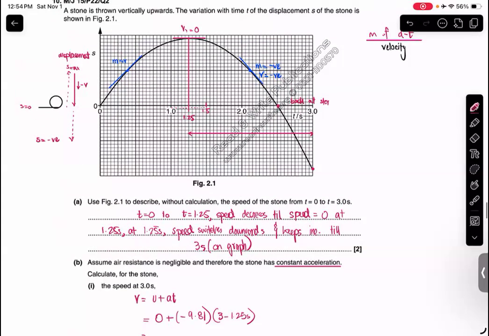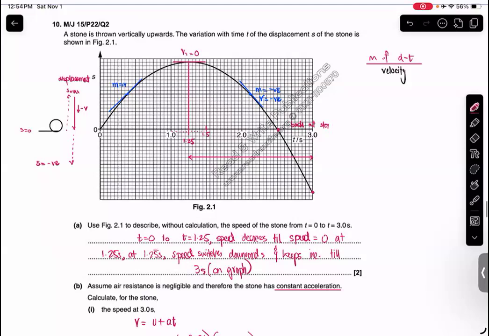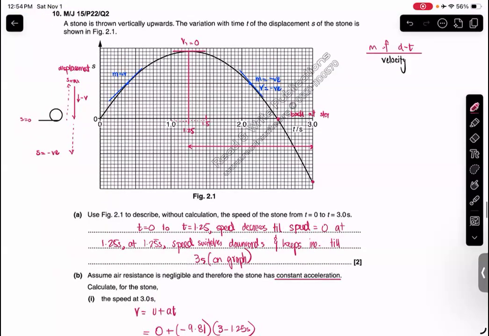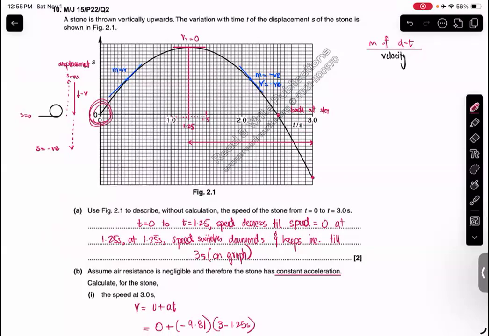Three. Oh no, wait. No, then, if you want to use 3 as the time in your formula, then you will have to take your initial velocity as this point. But we don't know what the initial velocity is at that point, right?